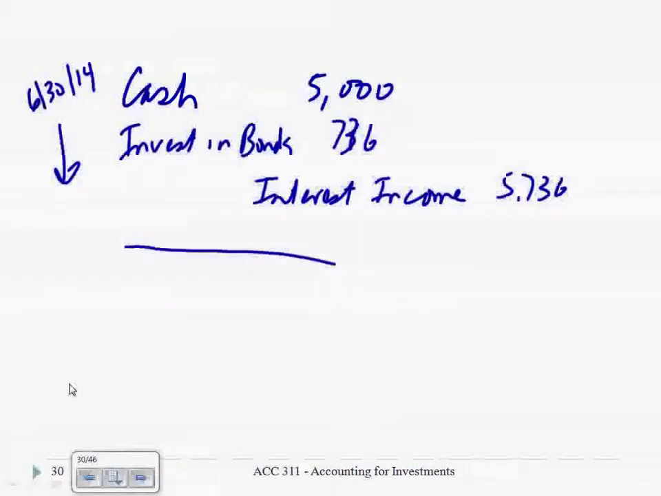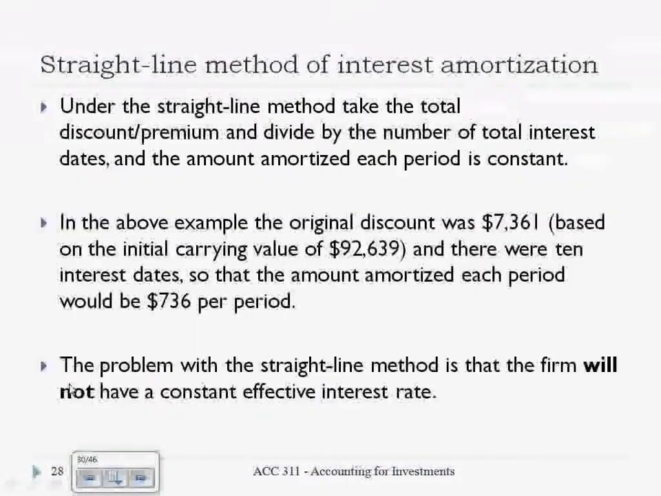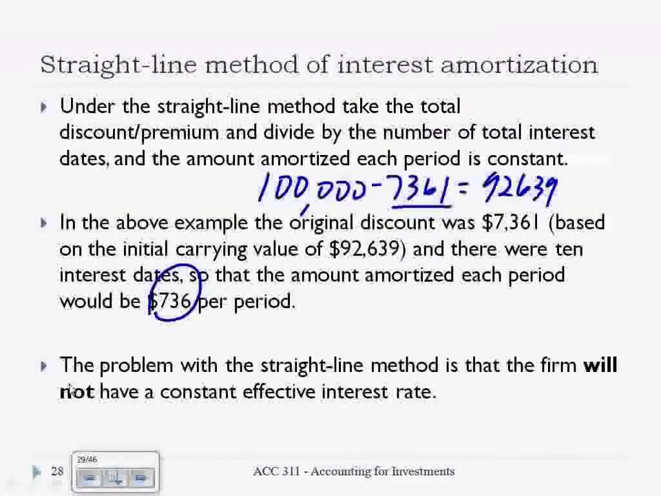And so you can see what's going to happen here. Here's our investment in bonds. And the discount one started out at $92,639. And each period, I'm going to amortize $736. And eventually, it would go to $100,000. So that's the straight line method. You know, the problem with the straight line method is that the firm will not have a constant effective interest rate. And so it's simpler, but it's not going to give you a constant effective interest rate. And that's why the FASB suggests that the effective method is the right method to use.